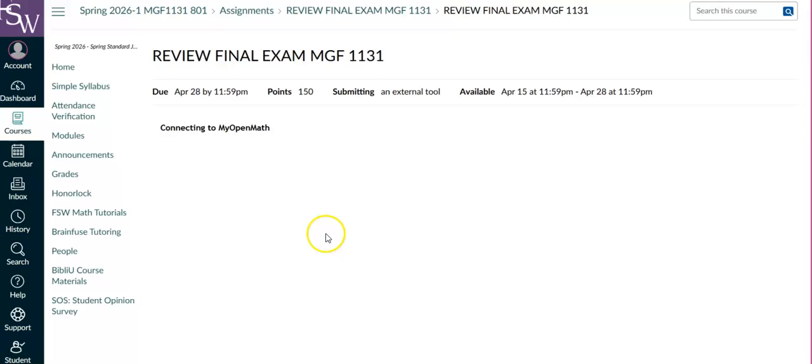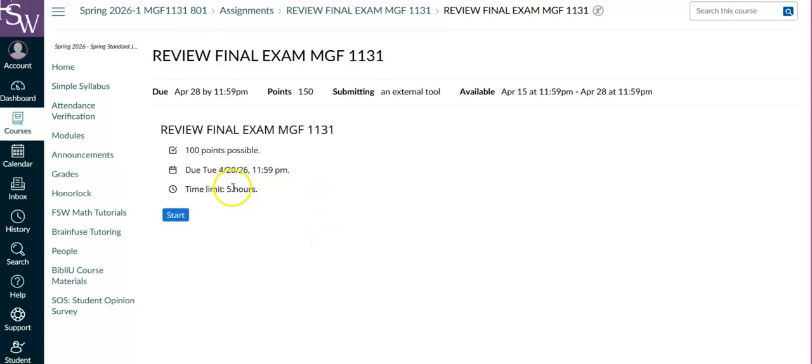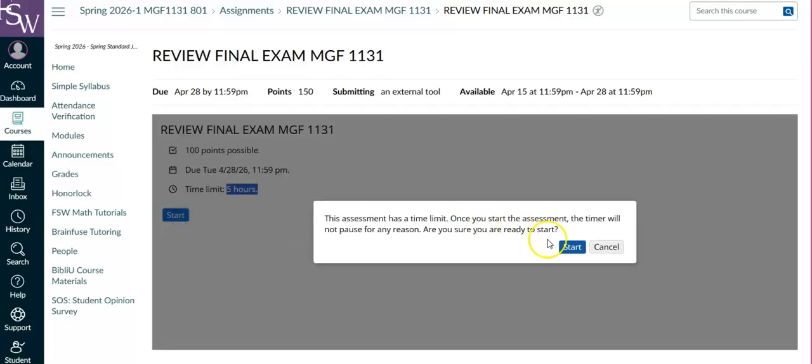So this is the review for the final exam, and say you have 5 hours, which is enough time to complete this review slowly, and you can start the review. It says start. This assignment has a time limit. Once you start the assignment, the timer will not pause for any reason. Are you sure you want to start?